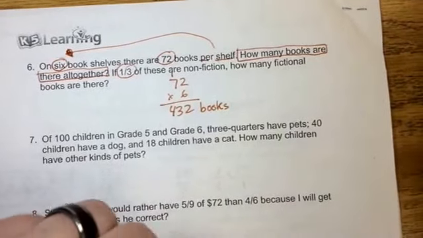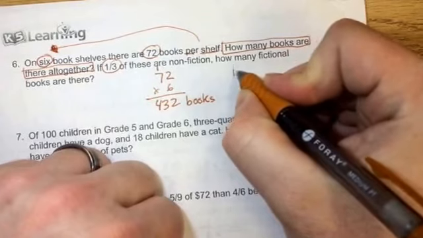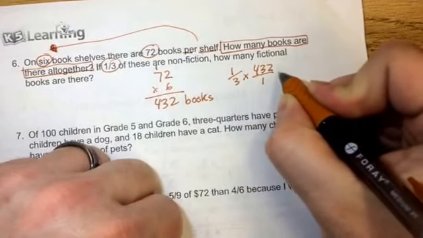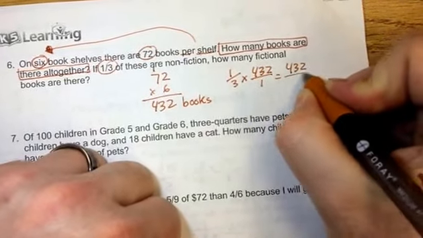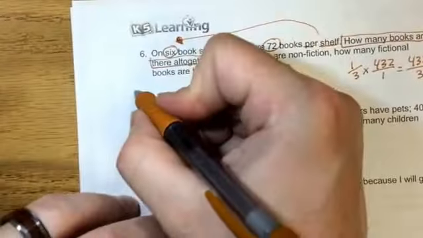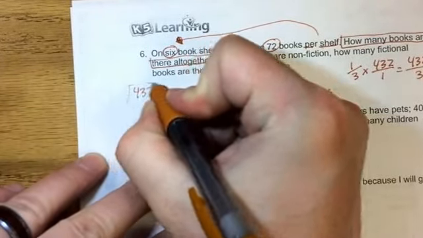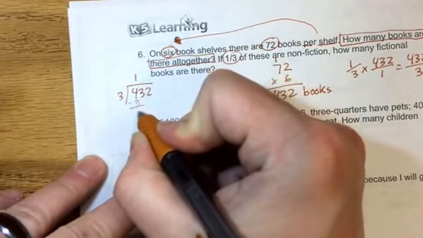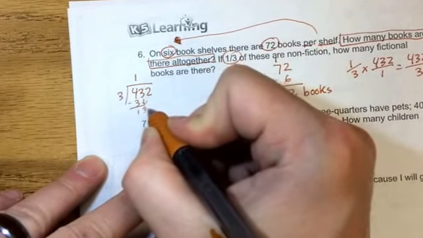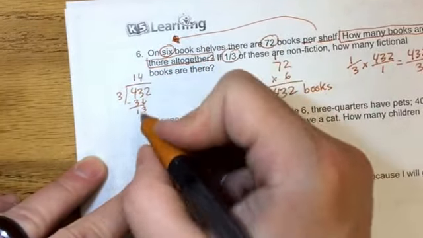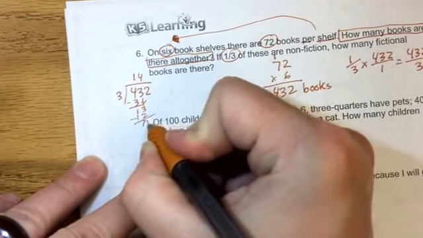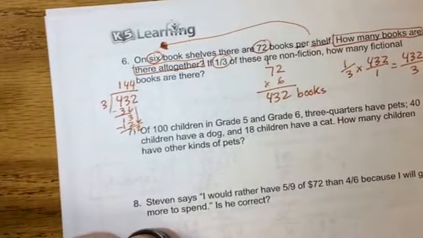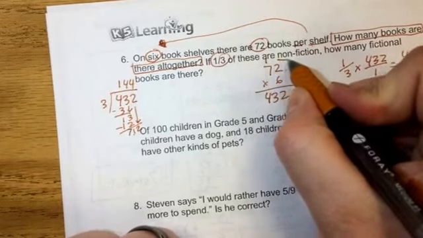I first have to figure out what 1/3 of 432 is, and that's just going to be 432 divided by 3. I'm going to work that over here. 3 can go into 4 one time. 1 times 3 is 3. 4 minus 3 is 1. 3 goes into 13 4 times. 4 times 3 is 12. I get 1, bring down the 2. 3 goes into 12 4 times again. So 144 of them are nonfiction.